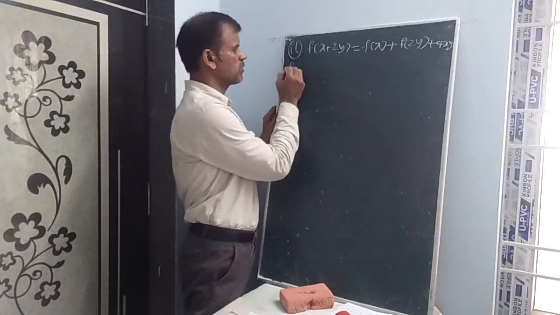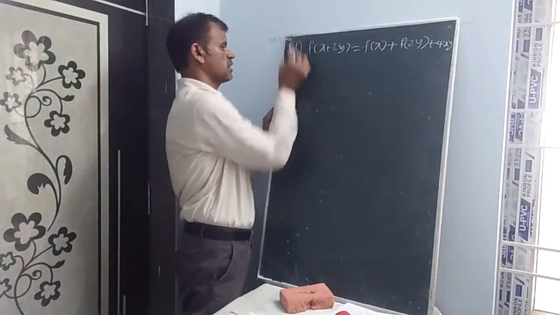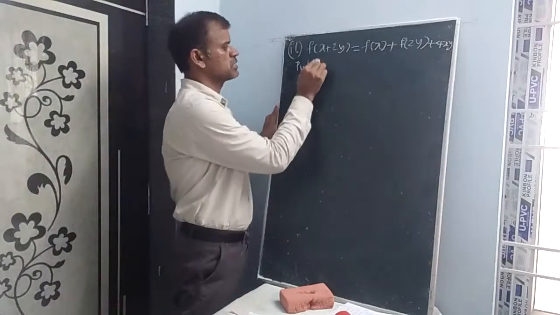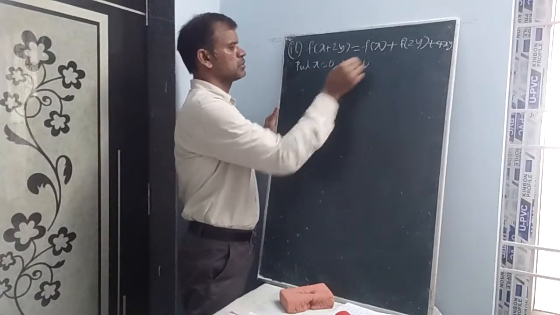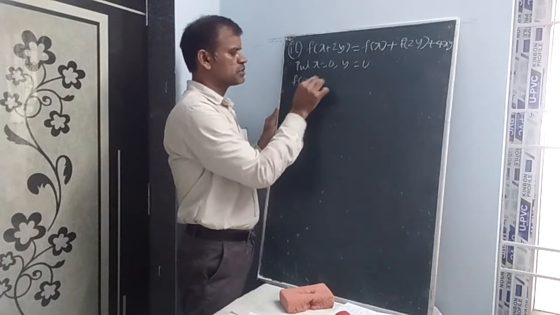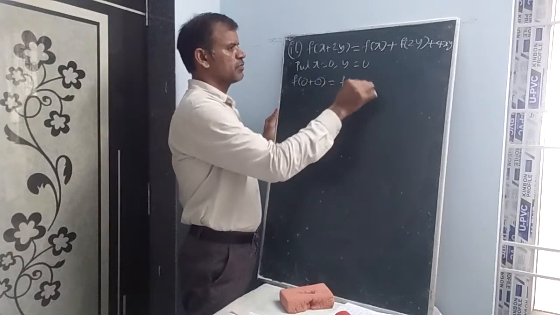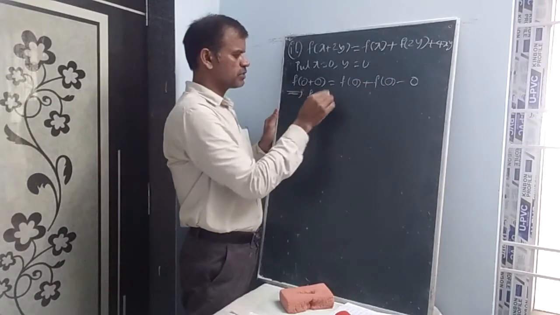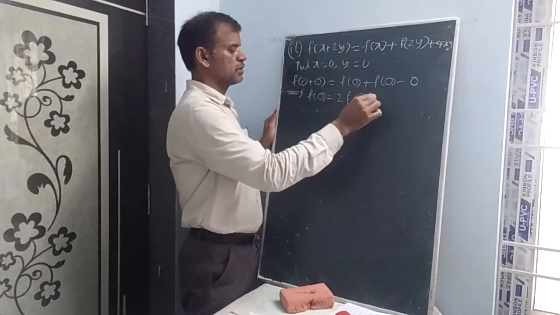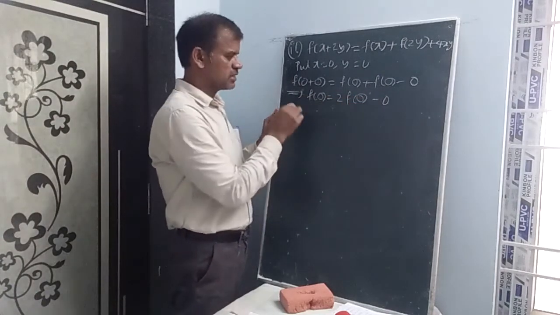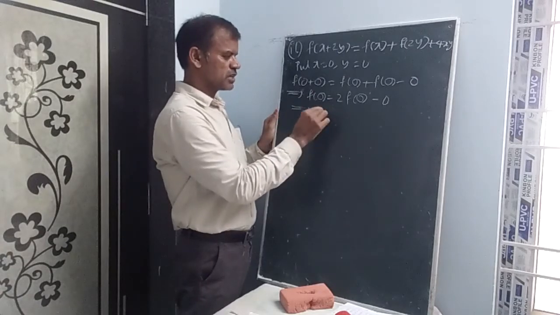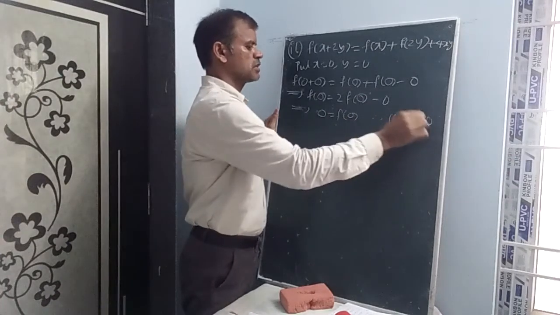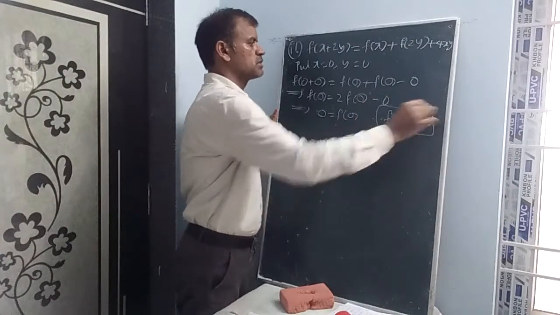Such model questions are important in JEE Mains. Let us write here: put x equal to 0 and y equal to 0, because for everything is given. You get f of 0 plus 0 is equal to f of 0 plus f of 0 minus 0. So f of 0 is equal to 2f of 0 minus 0. You should not cancel this one, students. Taking this side, 0 equal to f of 0. We got the answer: f of 0 is 0.